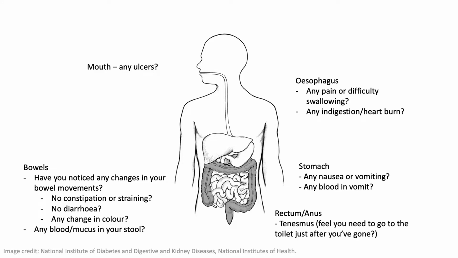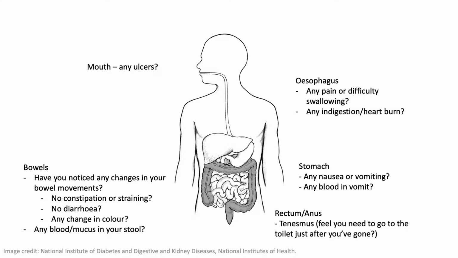And then once we get into the rectum and anus, we can ask about tenesmus. Now, a patient is not going to understand the technical jargon of tenesmus, so you want to ask it in a different way. Do you feel you need to go to the toilet just after you've been? If they say yes to that, it could be a sign, again, of inflammatory bowel disease like Crohn's and UC.